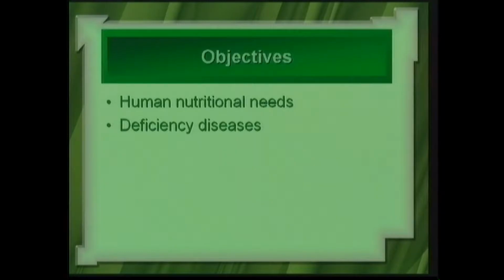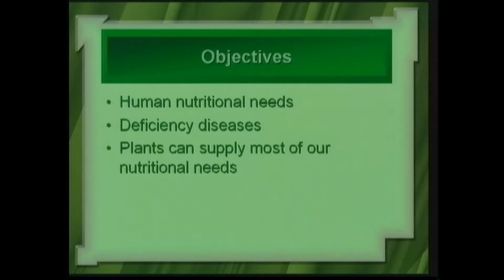Secondly, we're going to go a little bit into some deficiency diseases, not a whole lot of them because of course there's tons and tons. And then we're going to get into a little bit, here and there, about how plants can supply a lot of our needs nutritionally. So sometimes we can even go vegetarian, all right?